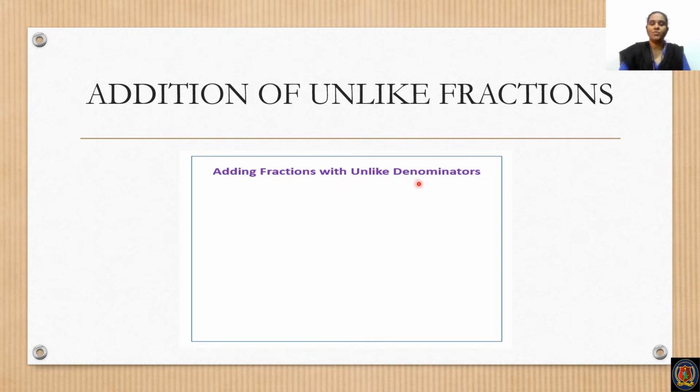Adding fractions with unlike denominators, let us see one example. 1 by 8 plus 2 by 3. Here the denominators are different. How to find the common denominator? First we need to find the lowest common multiple, that is the LCM of the denominators, and we need to find the equivalent fractions with the common denominator. The LCM of 8 and 3 is 24.